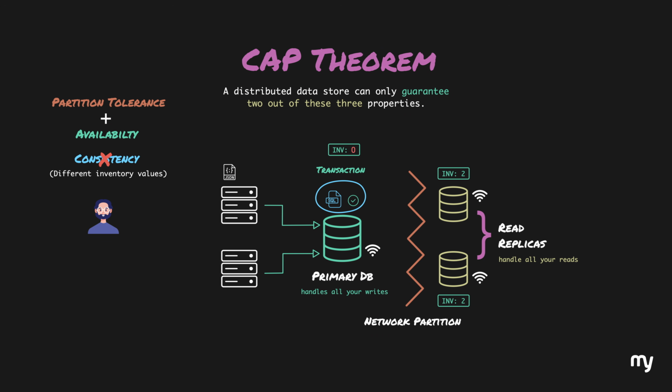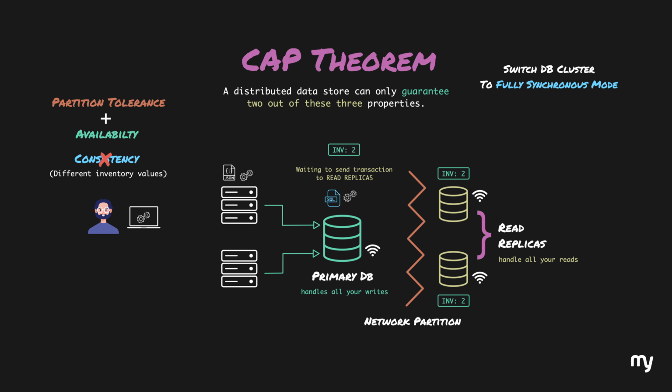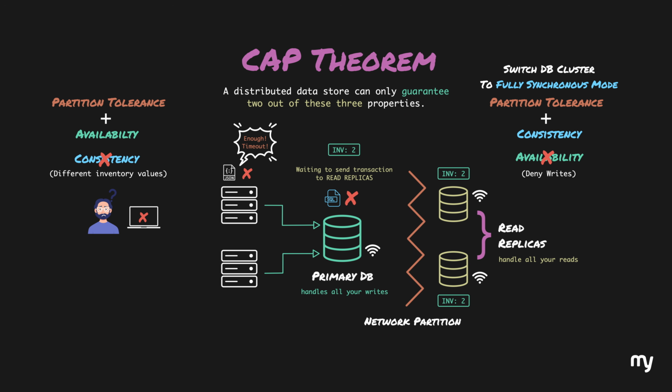consistency. However, if we change this behavior and set the database cluster setting to fully synchronous and the same user place the order of 2 units, the user will endlessly see a loading spinner because 1 or more of the read replicas are not reachable. Ultimately, it will be timed out and the operation must be cancelled, keeping the inventory intact as 2 across all the nodes. Thus, prioritizing consistency but at the cost of availability because the transaction could not successfully go through.